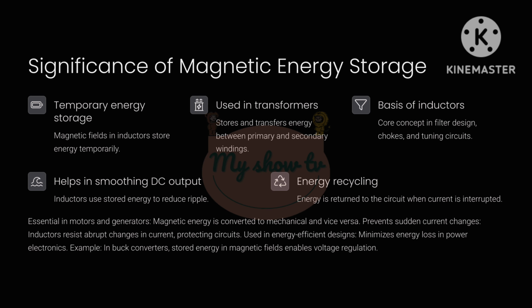6. In electric motors and generators, magnetic energy directly gets converted into mechanical energy and vice versa. It's the basic principle of electromechanical energy conversion. 7. Inductors also help in current control, since they oppose sudden changes in current, protecting delicate components. 8. Using magnetic energy wisely improves efficiency in many electronic circuits. 9. Example. In a buck converter circuit, an inductor stores energy during the on period and releases it during the off period to maintain output voltage.